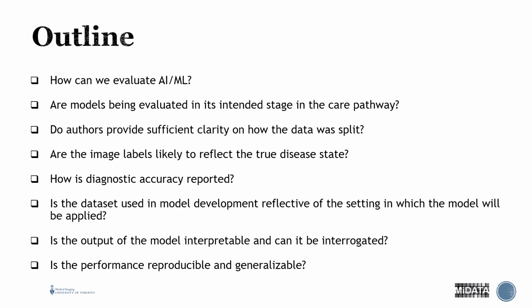And that brings us to the end of our questions. Here is a summary slide of all the questions that we asked. We started off with how we would evaluate our AI/ML. Were the models that were being evaluated in the intended stage of the care pathway? Do authors, so us, provide sufficient clarity on how the data was split? Are the image labels likely to reflect the true disease state of interest?